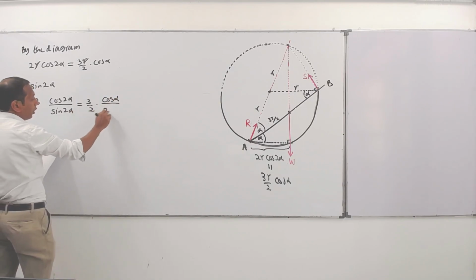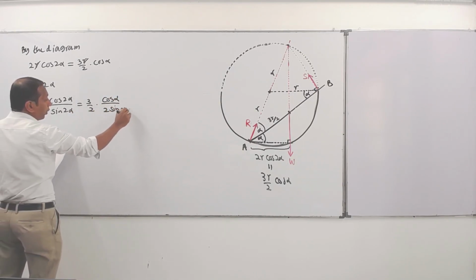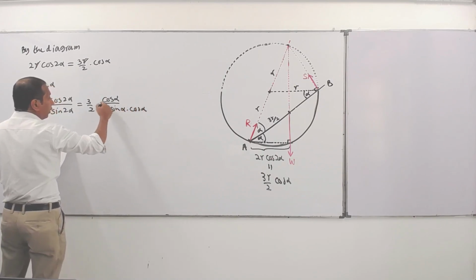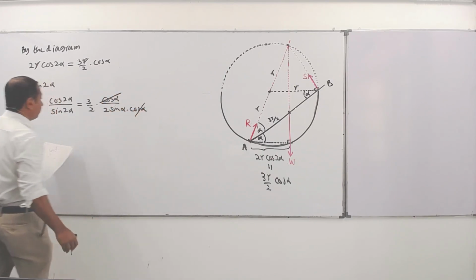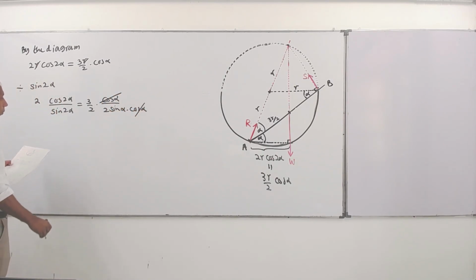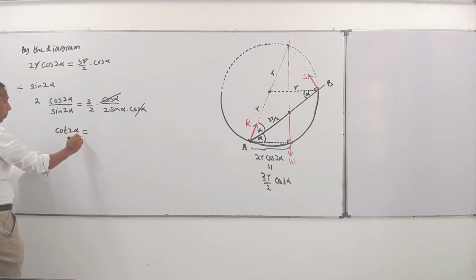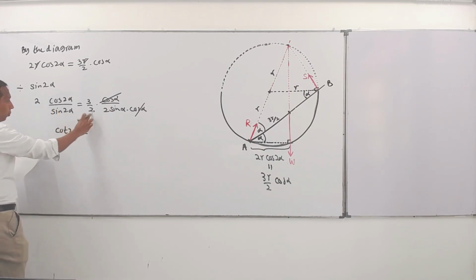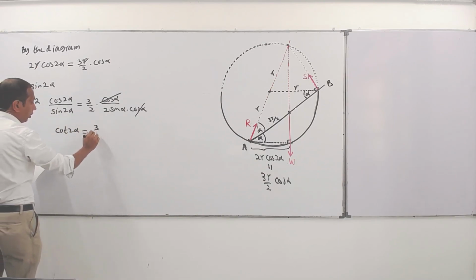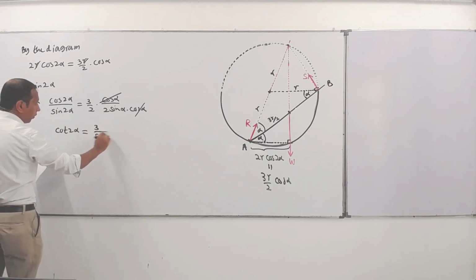This sin 2 alpha here I write 2 sin alpha cos alpha. Then this and this cancel. Now I can take this 2 here and we get this is cot 2 alpha. Once I take this 2 here, we get 8 here. 3 by 8 sin alpha.